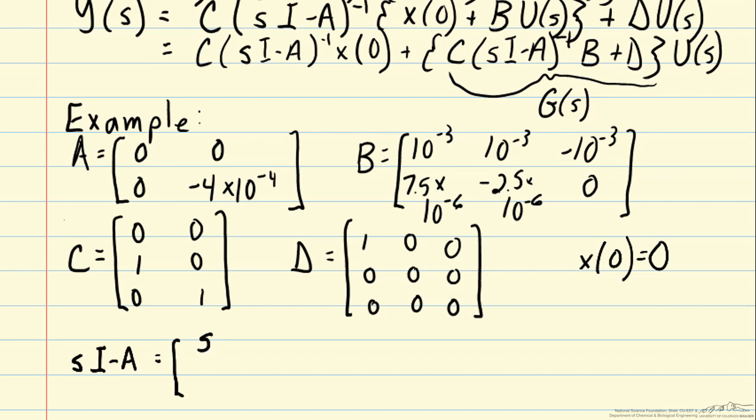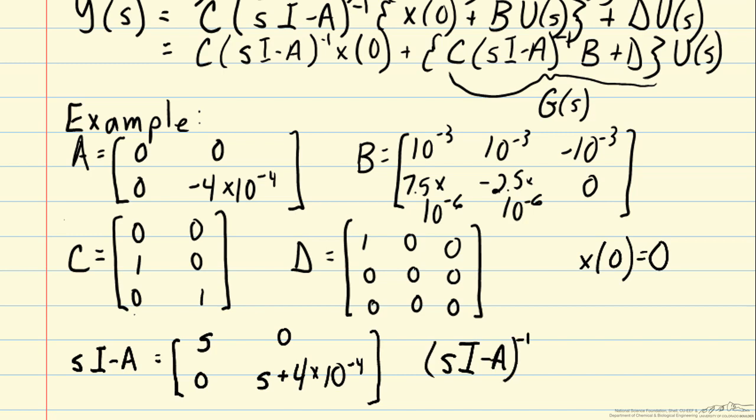which is s, 0, 0, and s plus 4 times 10 to the minus 4. Then we need to invert that, and in general, that would not be so trivial, but because it's a diagonal matrix, here we can just take the inverse of the diagonal elements. If it wasn't diagonal, then you could use something like Cramer's rule to invert a 2x2 matrix.